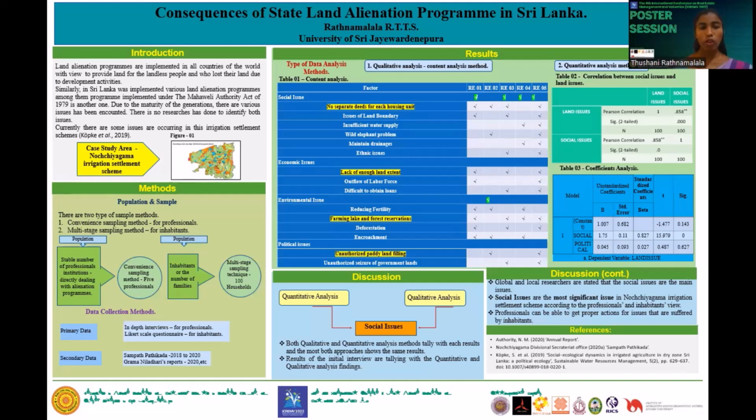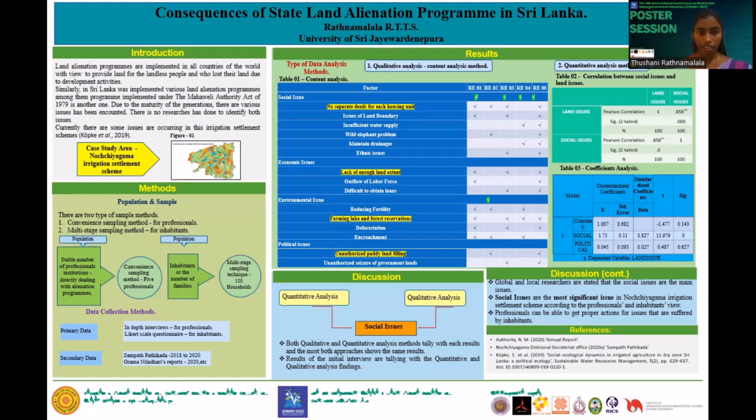A quantitative analysis is done using the responses of inhabitants of the Mahaweli area to enhance the validity of the result. The correlation analysis shows the relationship between land and social issues. The land issues variable is the dependent variable and the social issue variable is the independent variable. The correlation between social and land issues was statistically significant at the 0.000 level with a Pearson correlation coefficient of +0.858. It shows that there is a strong positive correlation between social and land issues.